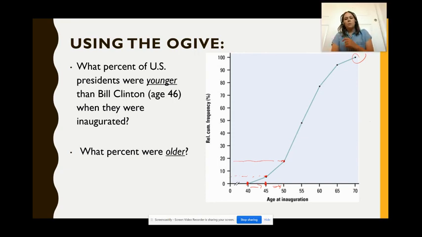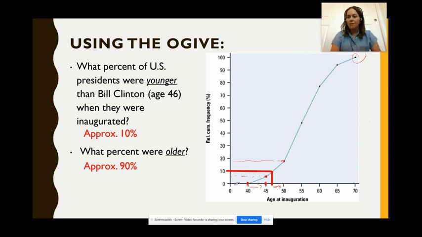Why is this so helpful? Because now I can find an individual in the data set. What percent of US presidents were younger than Bill Clinton? Well, I know Bill Clinton was 46, so 46 falls about there. Not only can I figure out where he falls age-wise, but I can now match that up with his percentile. It looks like about 10% of presidents were younger than Bill Clinton. So in turn, what if I ask you what percent are older? Well, if 10% are younger than Bill Clinton, 90% must be approximately older than him.